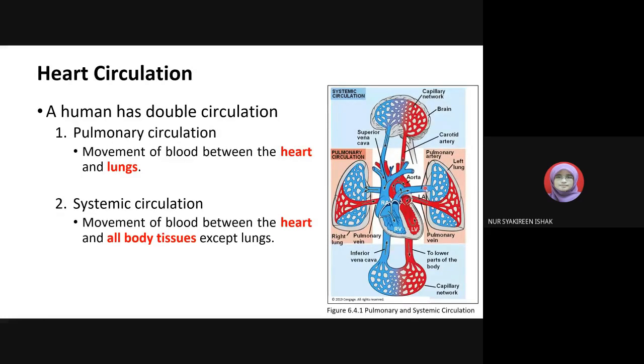From the left pulmonary artery, it enters into the left lung. From the right pulmonary artery, it enters into the right lung. Okay, so this is where in the lung, it enters into the pulmonary circuit, pulmonary circulation. So this is where oxygen will diffuse into the blood, carbon dioxide will diffuse out of the blood in the capillary of alveolus. Okay, in the lung you have many alveolus.